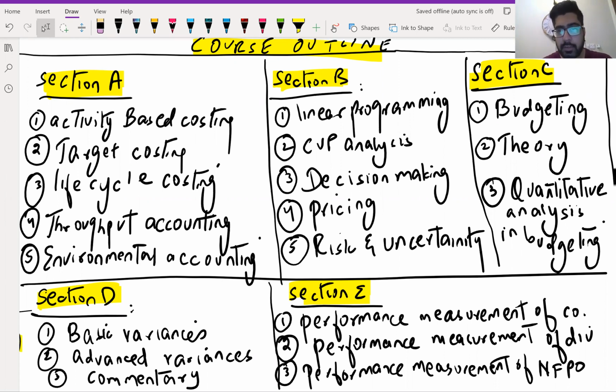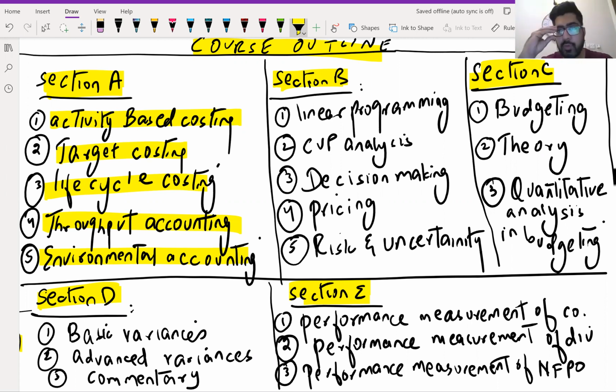Now, as far as the course outline is concerned, our syllabus is divided into 5 sections. Section A has 5 topics: activity-based costing, target costing, life cycle costing, throughput accounting, environmental accounting. These topics are basically covered in the management accounting phase. Management accounting phase means the F2 phase, the previous phase. And once this previous phase is done, then it moves towards the advanced stage, that's section A.